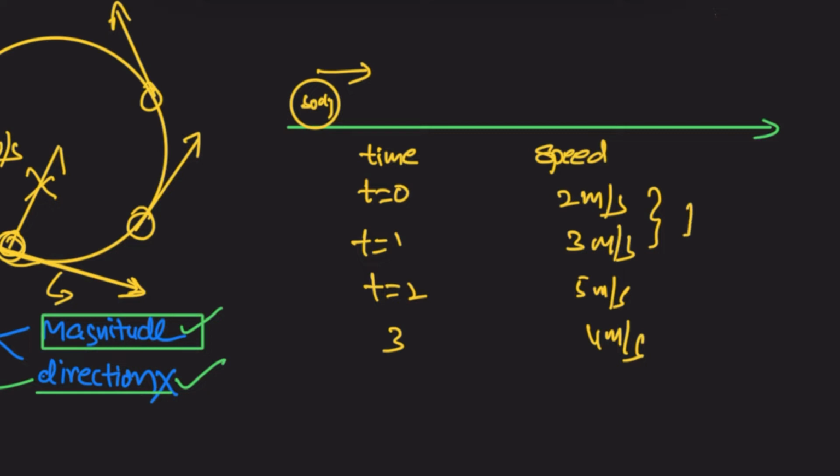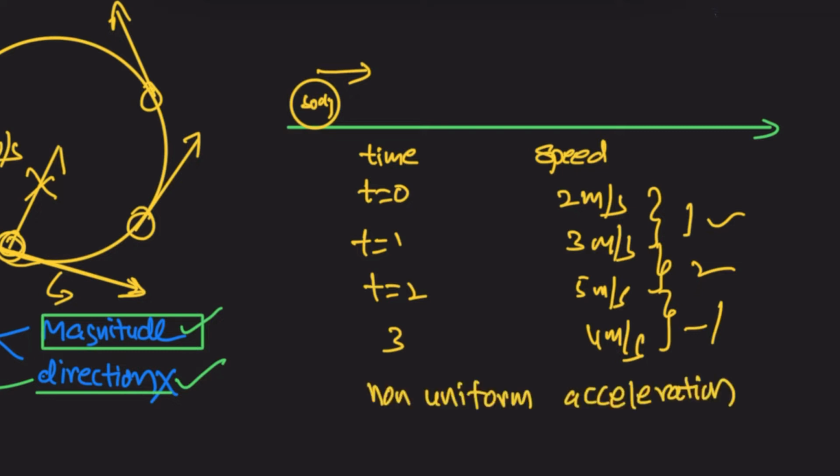First, in the first second it is increased by 1, again increased by 2, now decreased by -1. So the changes in velocity are not the same for every second. Then the body is moving with non-uniform acceleration. So this is the case for non-uniform acceleration.